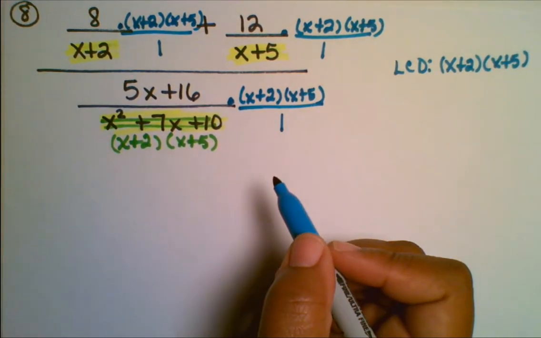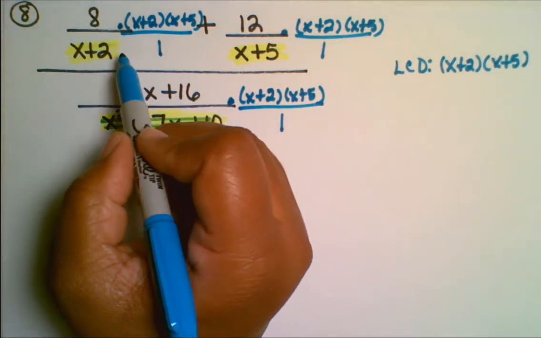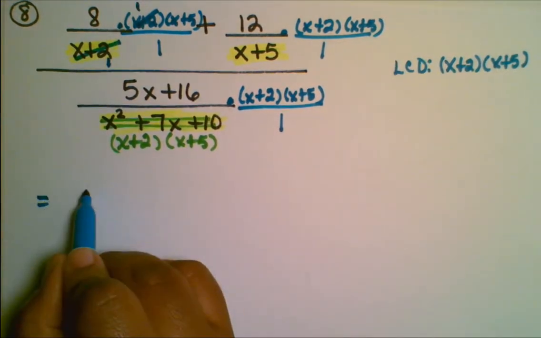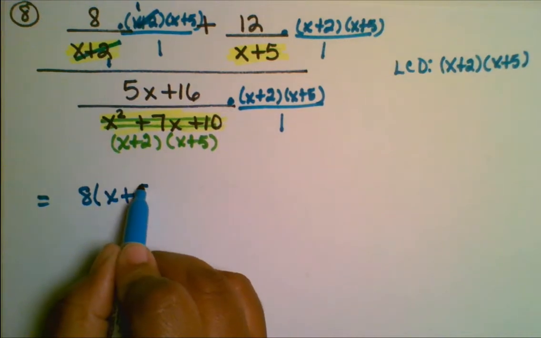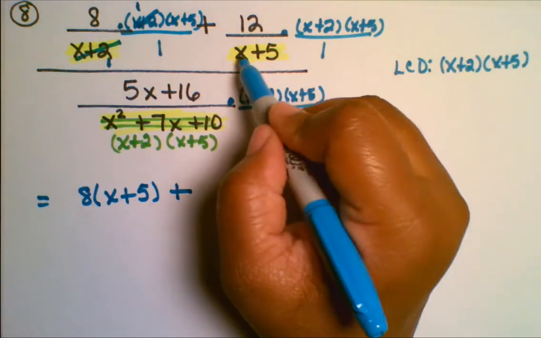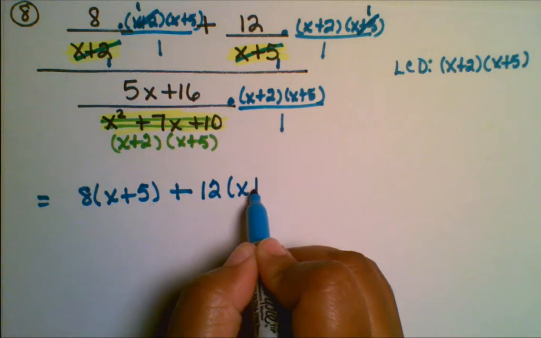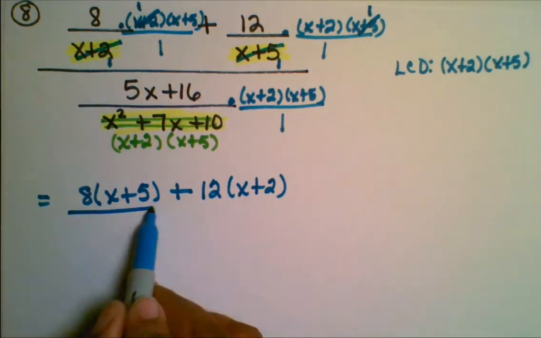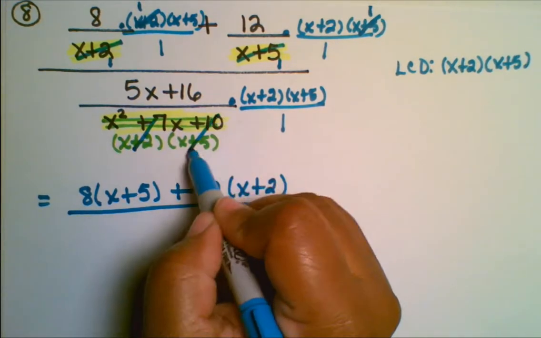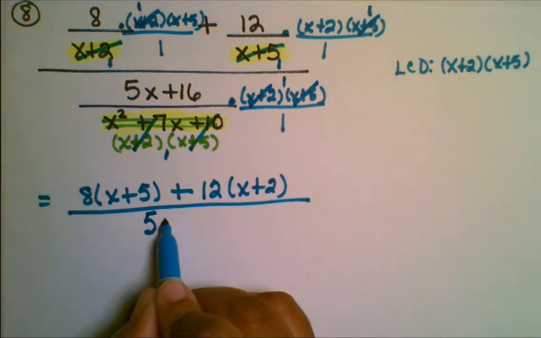And then we're going to reduce. Look at the first term. The x plus 2's are going to divide out, and we're left with 8 times x plus 5 plus the second term. The x plus 5's are going to divide out, and we have 12 times x plus 2 all over our denominator. Well, notice that the x plus 5's and x plus 2's are going to cancel out, and we're left with 5x plus 16.